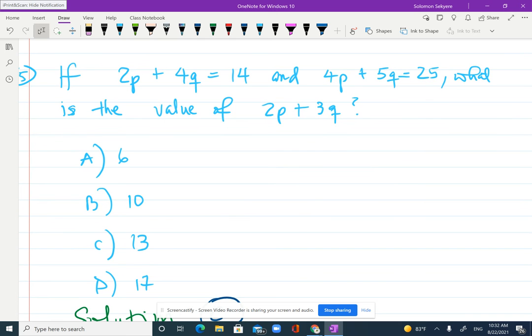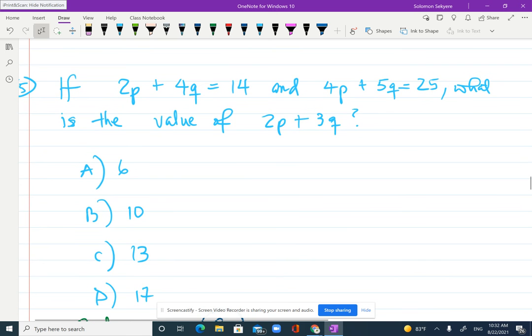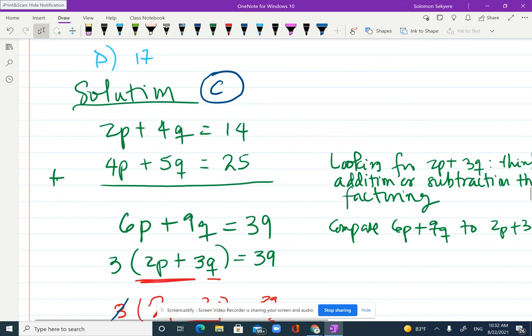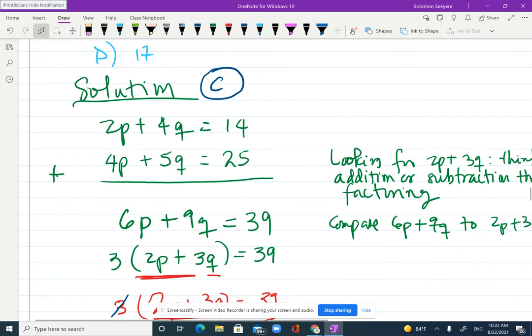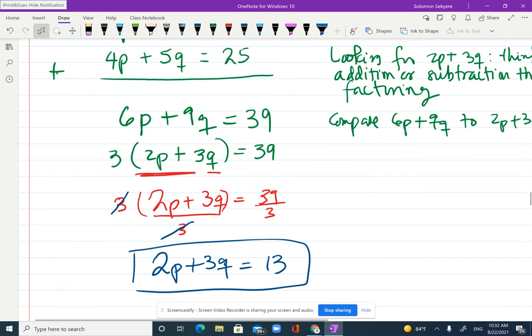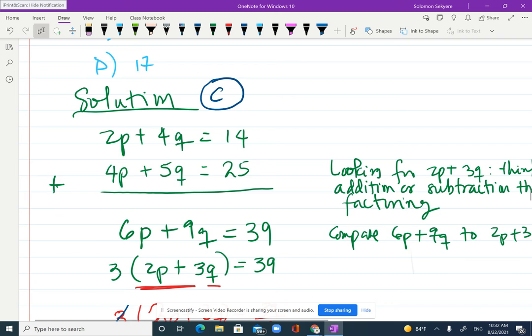Try this. What is the value of 2p plus 3q? Try this on your own and then come back and watch the solution. What is it? It is simple. First step, you add it. Second step, you factor out. And your answer is 13C.